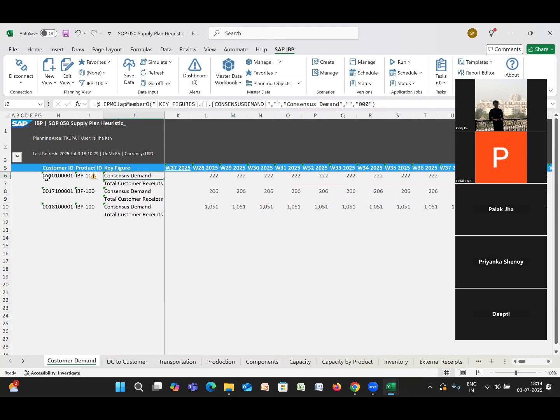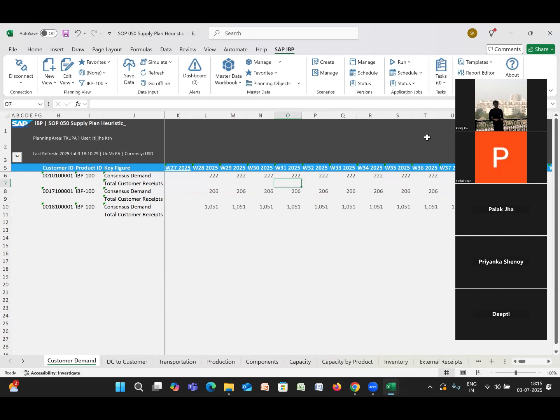This key figure is at a product customer level. So these numbers indicate that this customer will require this much quantity of this product in these weeks. As discussed in earlier sessions, at each node in the supply chain, we will have a demand key figure and a receipt key figure. Right now the receipt key figure is nil, which means I don't have any plan to receive anything, to be able to give anything to this customer.